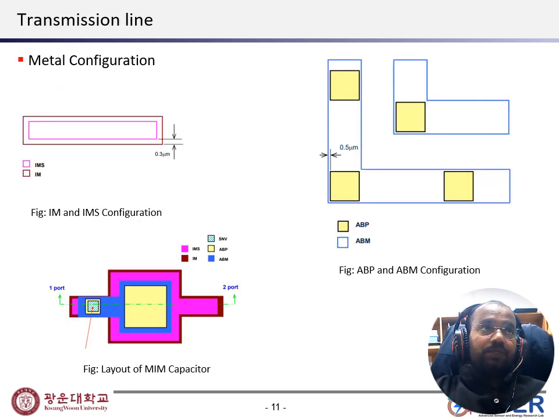Transmission line. Here we can see there is a difference. This is IMS and IM. There should be a difference of 0.3 micrometer in IMS and IM line configuration, and we can also see the difference of 0.5 micrometer in ABP and ABM. This is the layout for the MIM capacitor.